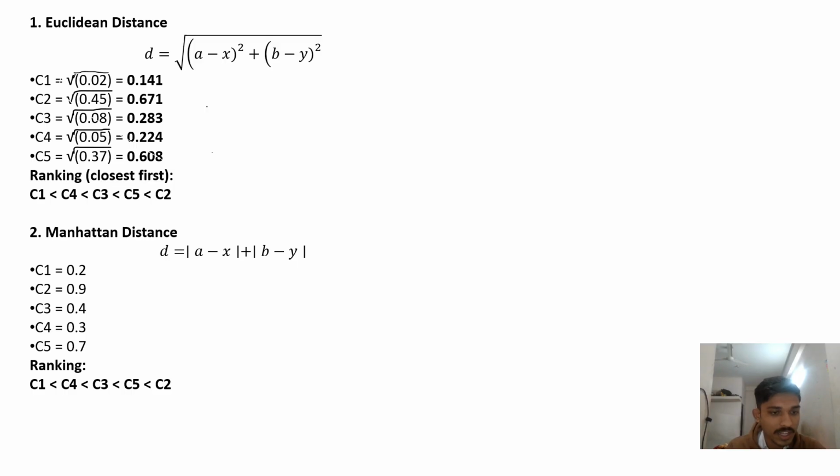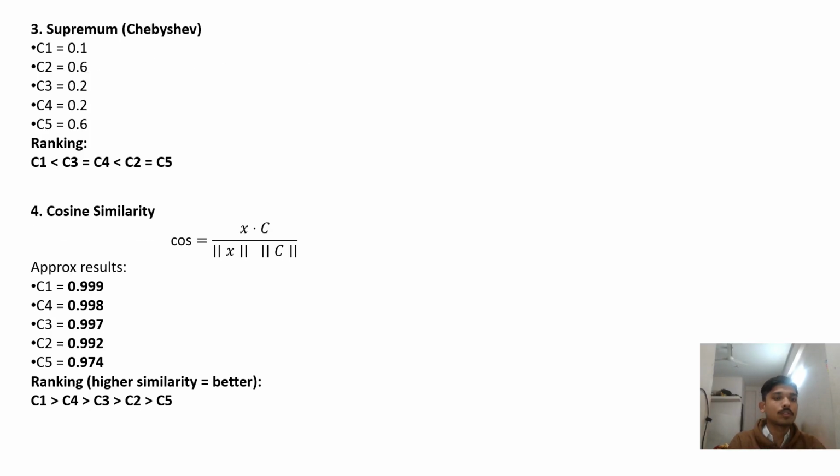For Manhattan, the rank goes like this: C1, C3, C4, C5, C2. By the supremum method, the rank goes like this: C1, then C3 equals C4, lesser than C2 equals C5. For cosine similarity, we use the dot product of the query point with each complaint divided by the magnitude of the query point times the magnitude of the complaint. The approximate results are like this, with higher similarity being better: C1 is greater than C4, greater than C3, C2, and C5.